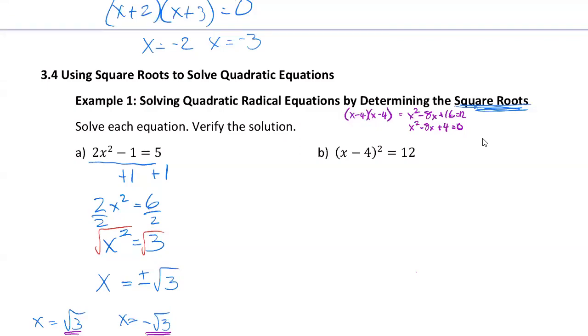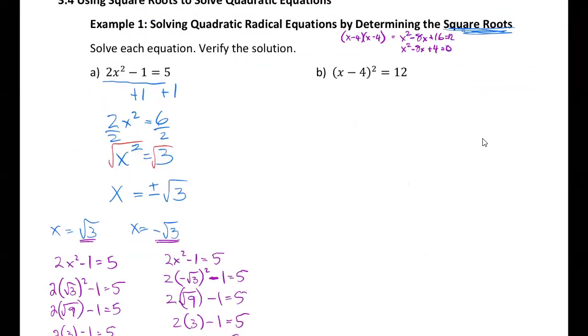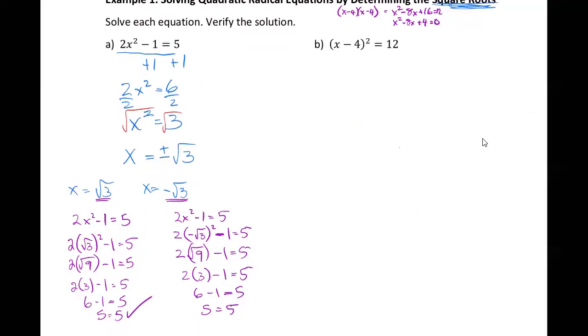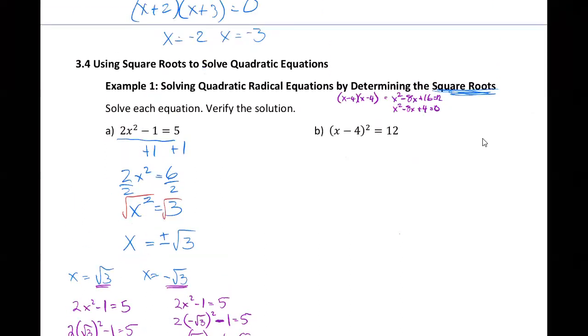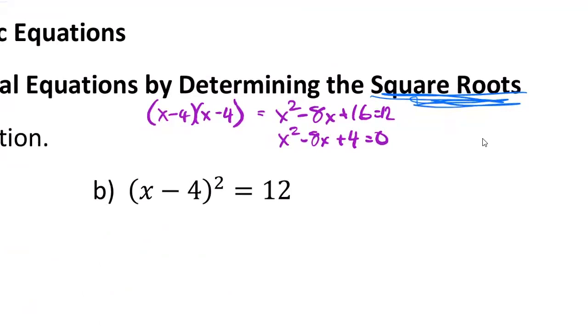Okay, here we go. Let's continue with 3.4, using square roots to solve quadratic equations. The other day in class we talked about solving example A by square rooting. So we're going to do question B here. And like I mentioned, when we come up with questions that we cannot factor, we can't solve them by factoring.